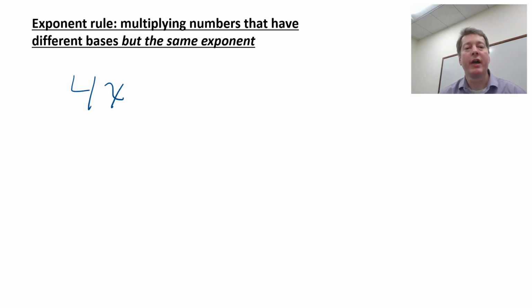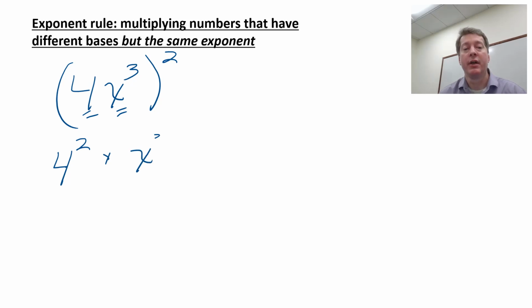Suppose I had (4x cubed) squared. One base is 4 and the other base is x. I'm squaring the 4 and I'm also squaring the x cubed. So this is the same thing as 4 squared times (x cubed) squared. This is what? 4 squared is 16, times x to the 6th.